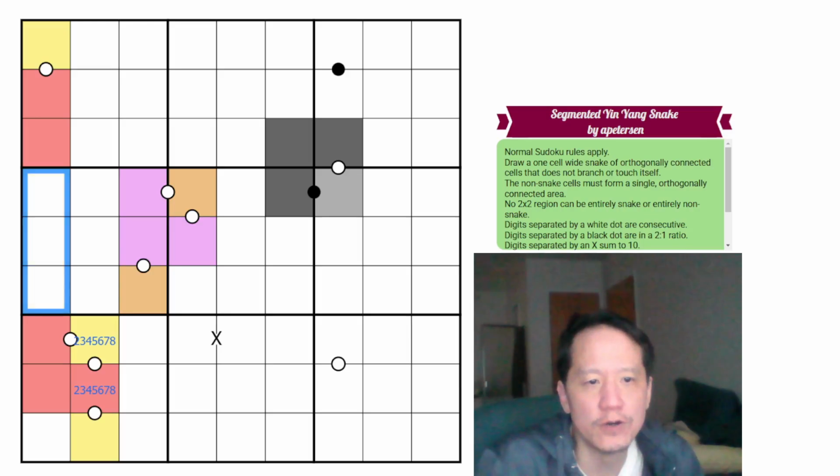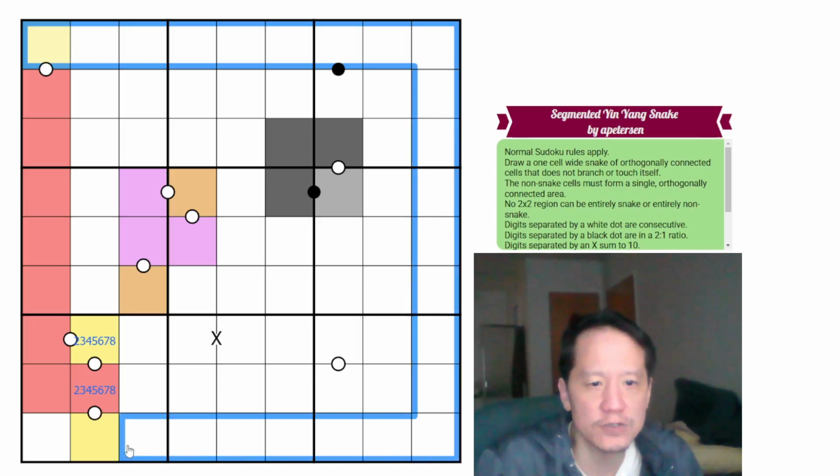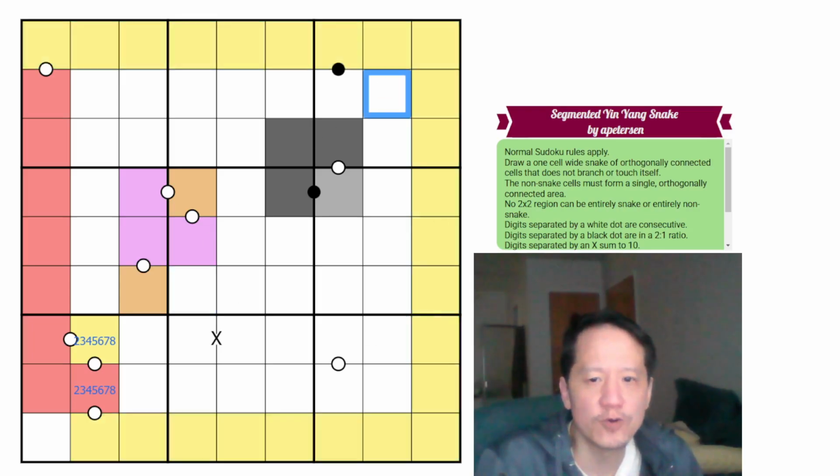Therefore, we know these are all red, and these must all be yellow to connect to here, right? Otherwise, it's not going to work. Therefore, we know this is a red because no 2 by 2 area is all snake or all non-snake. Same as this. This is all red too. This then has to be red also.